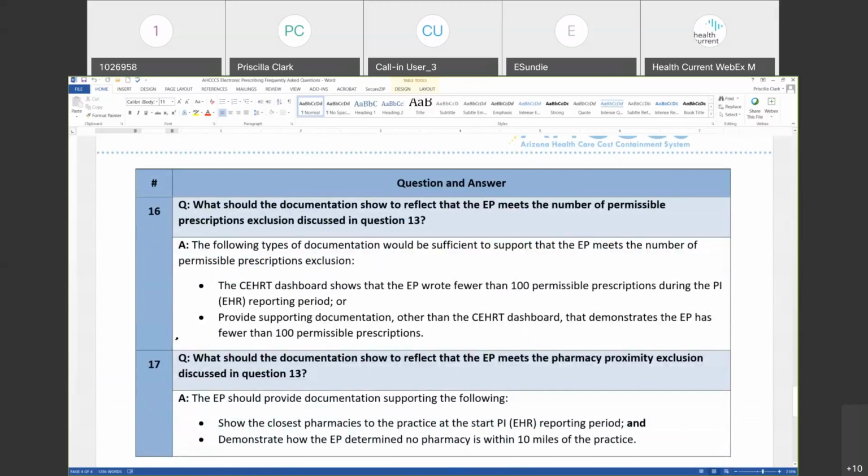Okay, question 16, what should the documentation show to reflect that the EP meets the number of permissible prescription exclusion discussed in question 13? The following type of documentation would be sufficient to support that the EP meets the number of permissible prescriptions exclusion. There are 2 different options an EP can use. They can first submit a CERT dashboard that shows the EP wrote fewer than 100 permissible prescriptions during the PI reporting period. Or the second option is to provide supporting documentation other than the CERT dashboard that demonstrates the EP wrote fewer than 100 permissible prescriptions.